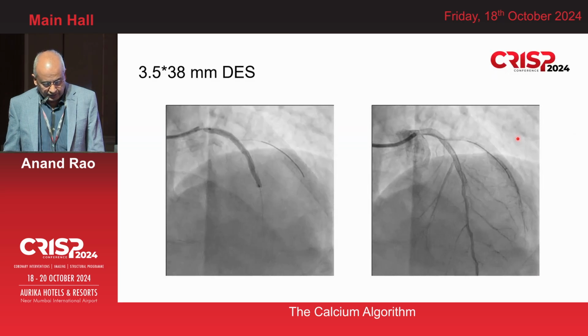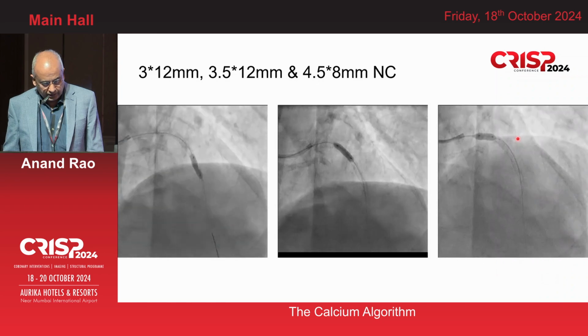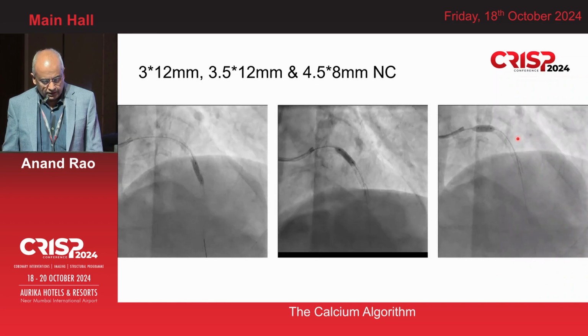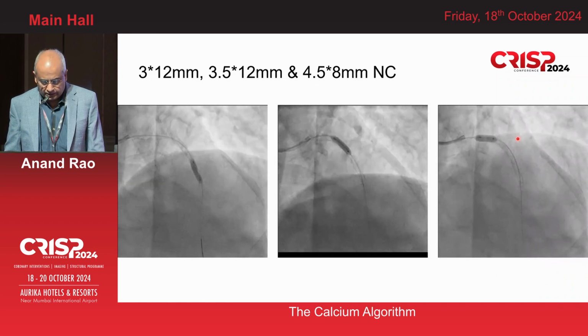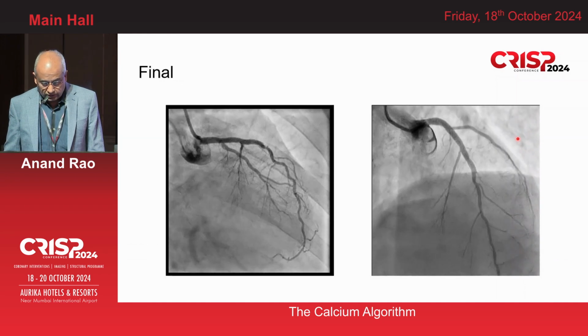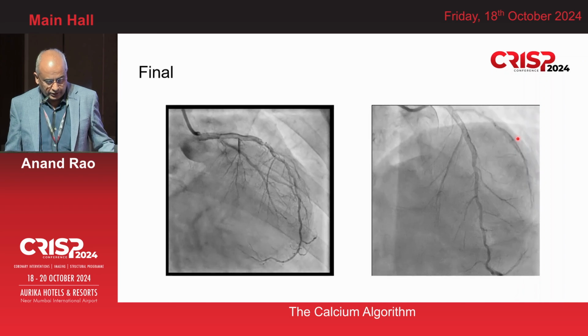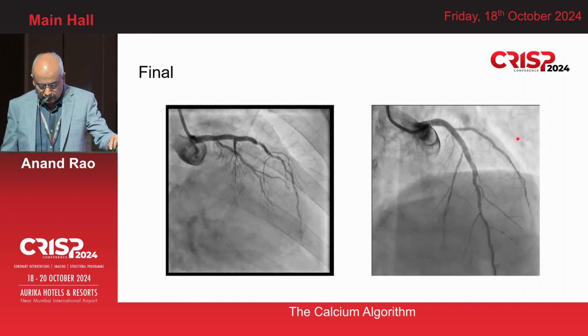This was a 3.5 by 38 drug-eluting stent, then optimized with 3.0 by 12 down, 3.5 in the middle, and 4.5 by 8 in the proximal segment. This is the final result. The left main is well expanded. We didn't do imaging because this was an ACS situation.